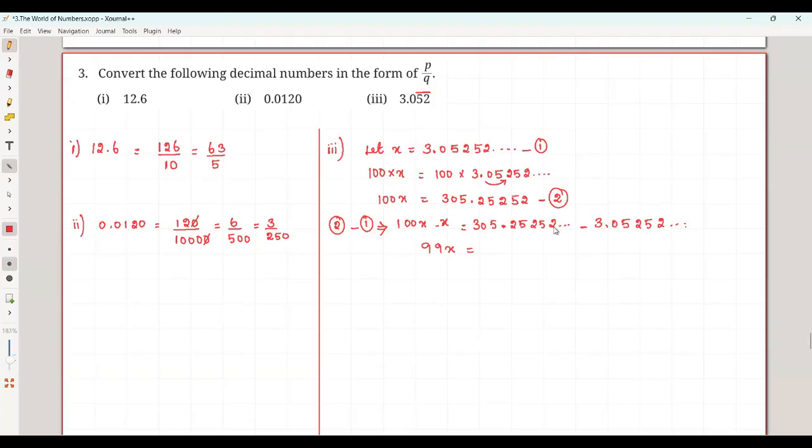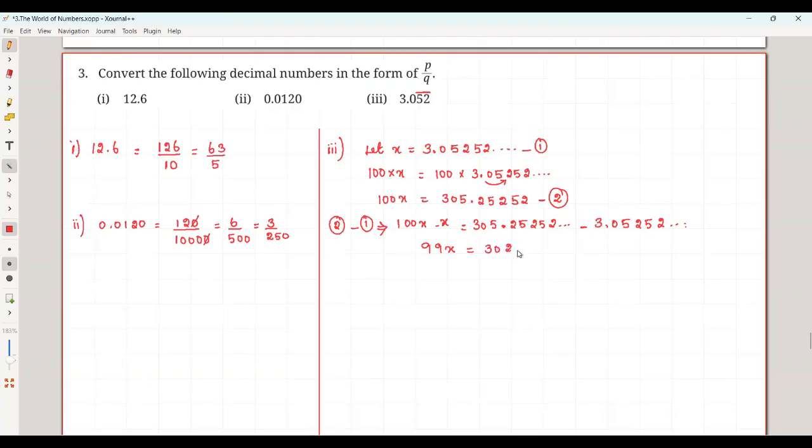Okay, you have to subtract. 2 minus 2 is 0, 5 minus 5 is 0, 2 minus 2 is 0. Okay, so next, 5 minus 5 is 0. But here 2 minus 0 is 2 is coming. Okay, 2 is coming. And 305 minus 3, you will be getting 302.